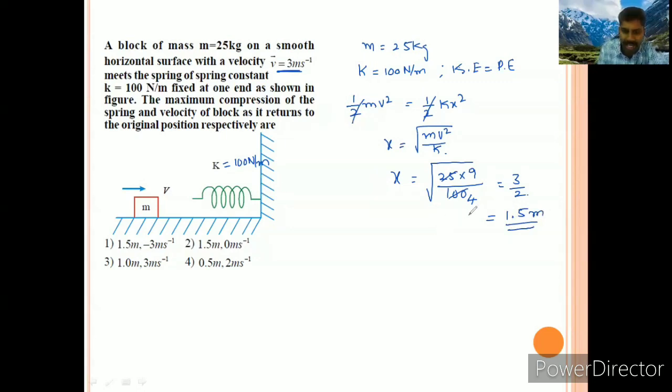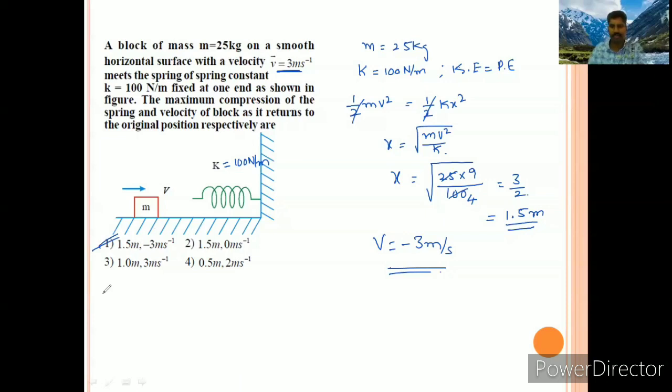Whenever the block returns to the original position, the potential energy is converted into kinetic energy. So the velocity of the block is the same as before it hit the spring, but the sign is changed, opposite direction. Initially it was 3, so the sign will change to minus 3 meter per second. So which option? 1.5 and minus 3, this first option is the correct.